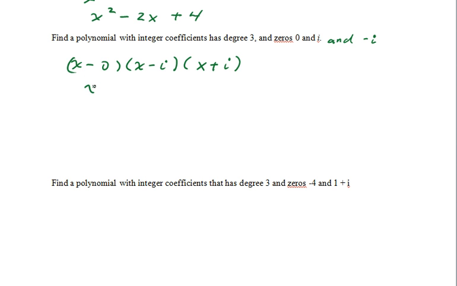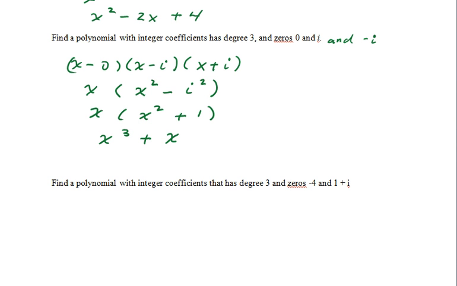So we have x times, here we have the difference of squares, x minus i and x plus i, so a squared minus b squared would be x squared minus i squared, which is x times (x squared minus a negative 1, which is plus 1). So we'd have x cubed plus x. Both of the coefficients 1 there.